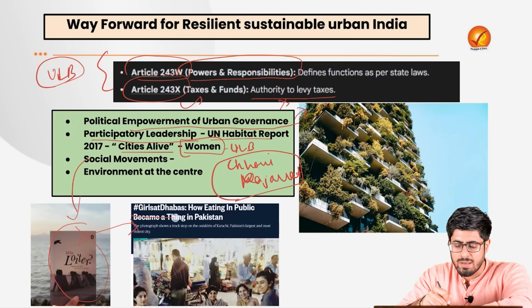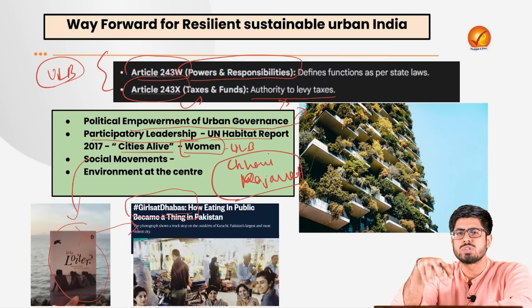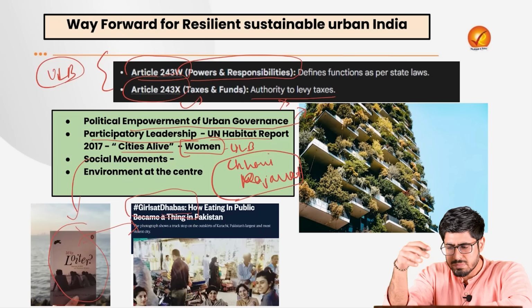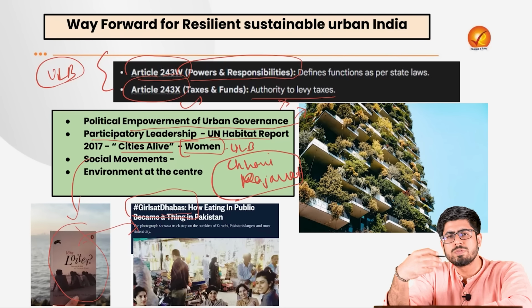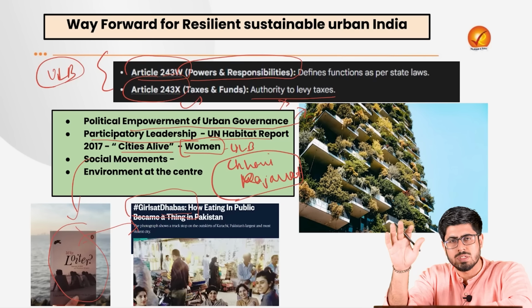In Pakistan, they have this movement called Girls at Dhabas. Dhabas are basically highway joints, food joints where truckers mostly have food. We want more girls to be visible at such public places to make the urban areas more women friendly, more inclusive of all the sections of the society.